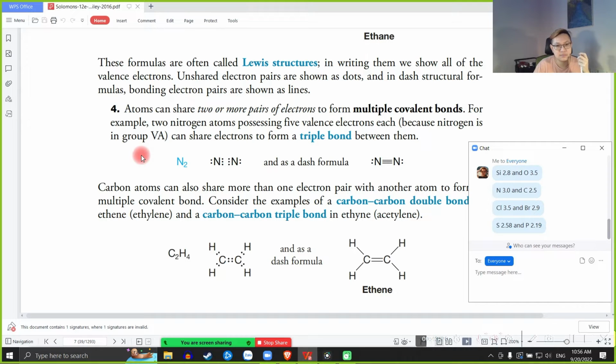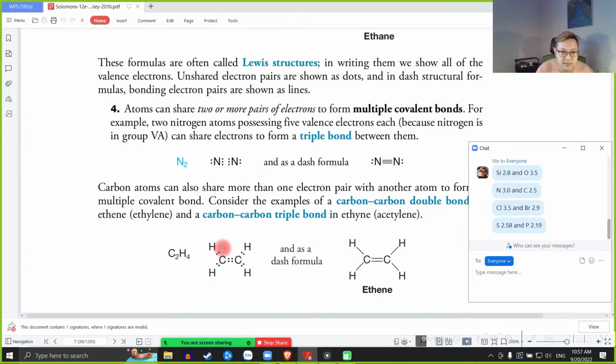Ethene. A carbon-carbon triple bond. This is ethyne, or acetylene. Acetylene is basically the gas that people use to weld stuff, like welders, right? So that's the gas that people use to weld things together. When we burn it, it can produce a flame of a temperature about 2000 to 3000 degrees Celsius. So that's why you can melt metal. You can melt them together.